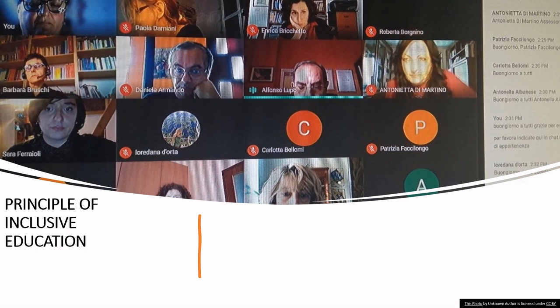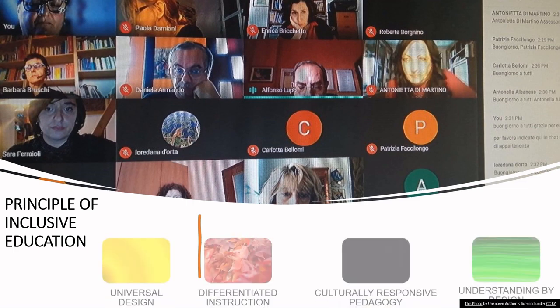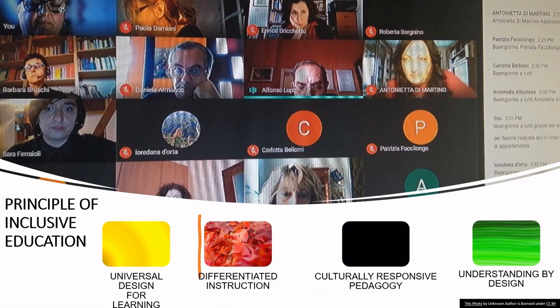And on our second slide, we are presenting the principles of inclusive education. Firstly, we have universal design for learning. The second one, we have differentiated instruction. The third one, we have culturally responsive pedagogy, and the last one, we have understanding by design.